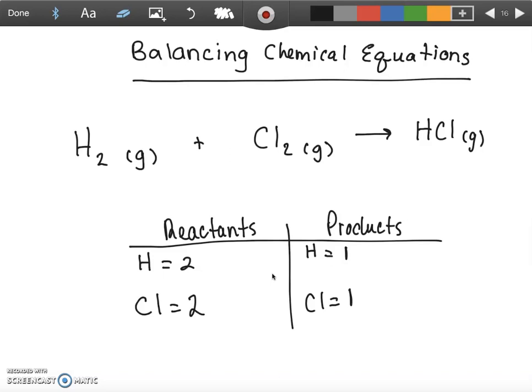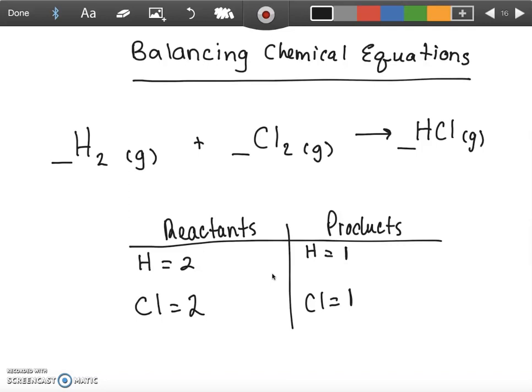Alright, now we need to go through and make sure we have the same amount of atoms on both sides. Clearly we see that we don't, so we need to go back and change the coefficients in front so that we do. Okay? Well, let's start with the side that we have the least amount on, and that's going to be the product side, and we'll start with H. See that I have 1 H here. Okay? Now I need to get to 2.